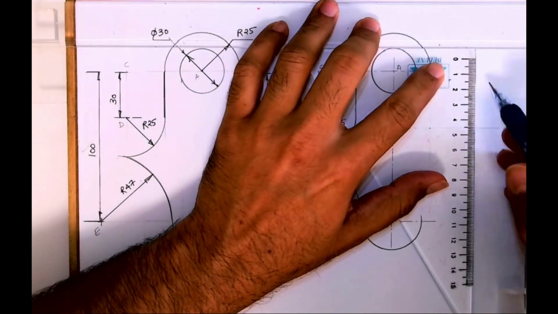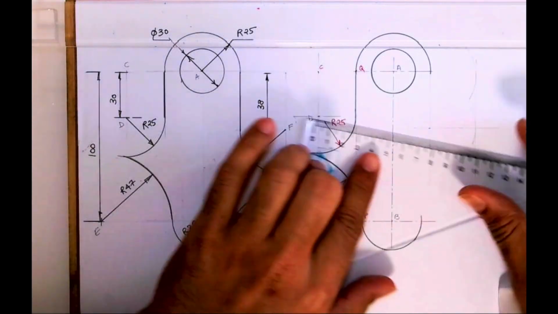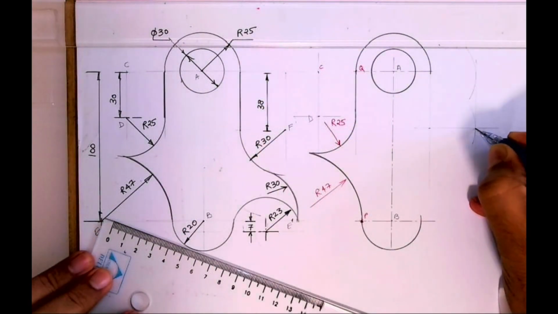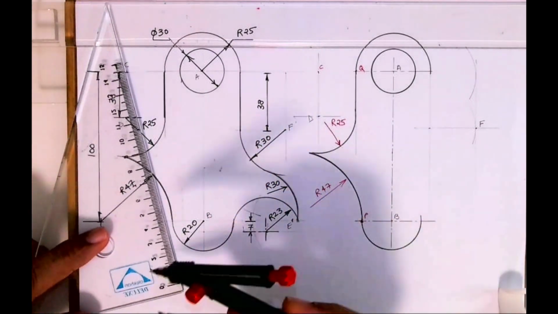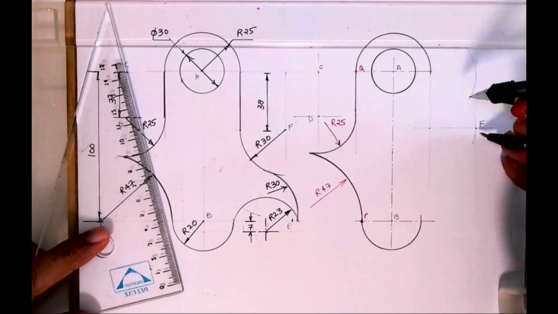It will be one and the same in this case, but when the line is inclined, at that time we need to draw it by the parallel line method, the one which I have shown. This is point F. Now from point F, we need to draw radius 30.